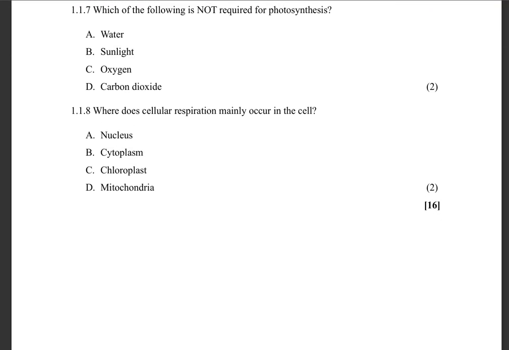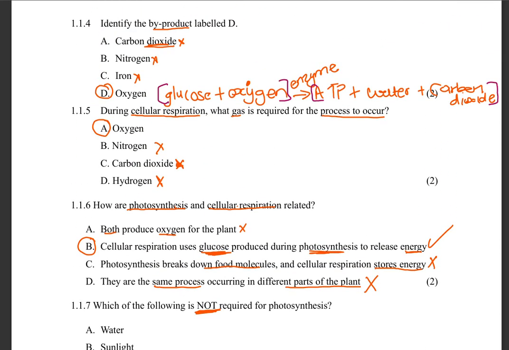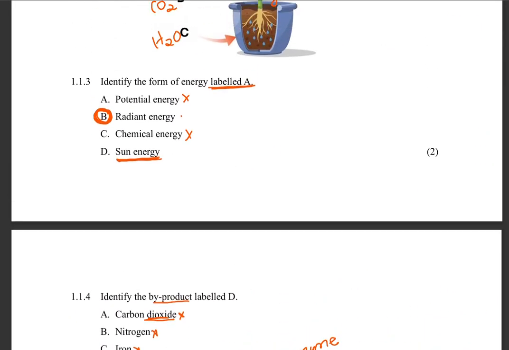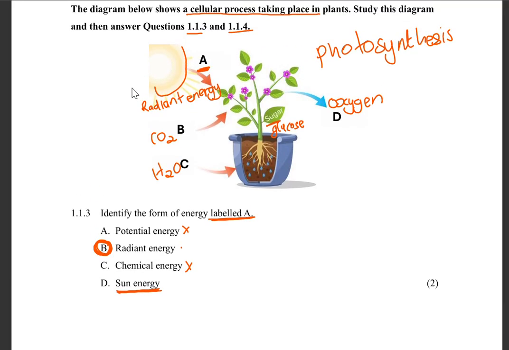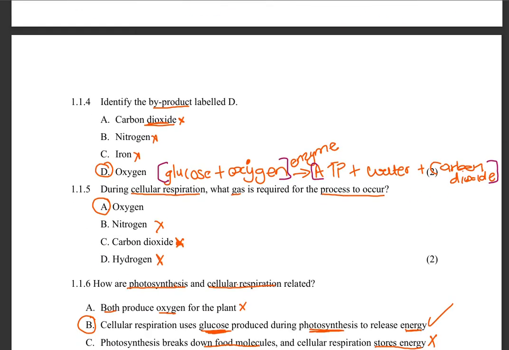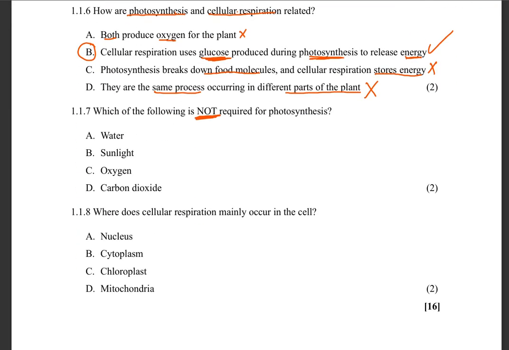117, which of the following is not required for photosynthesis? I don't have to explain this one. It's obvious. I think while answering the first few questions, I explained the concept of photosynthesis. If we scroll up again, this diagram shows the requirements for photosynthesis and the products of photosynthesis. So easy peasy stuff. So which one is not required for photosynthesis? Definitely oxygen.